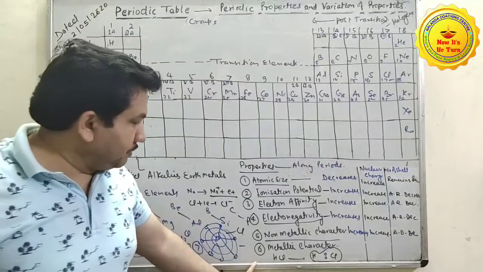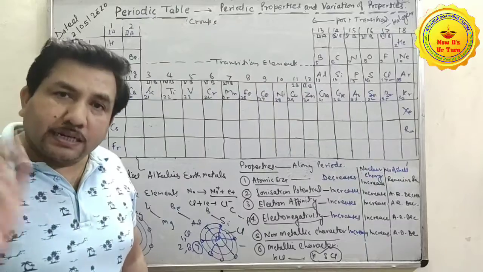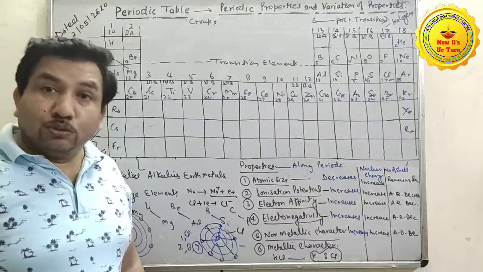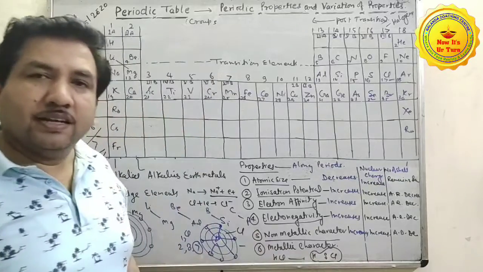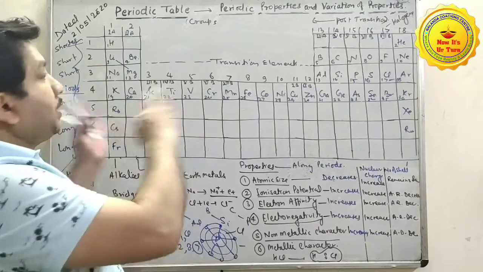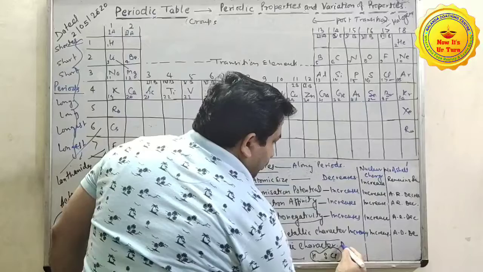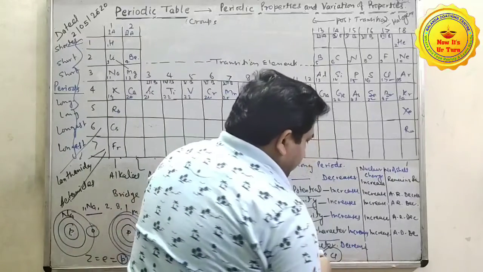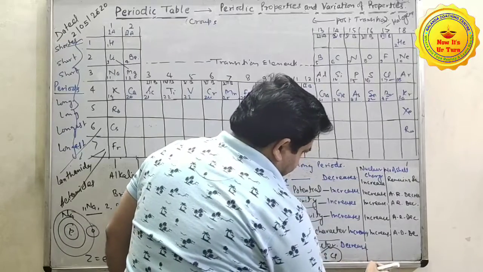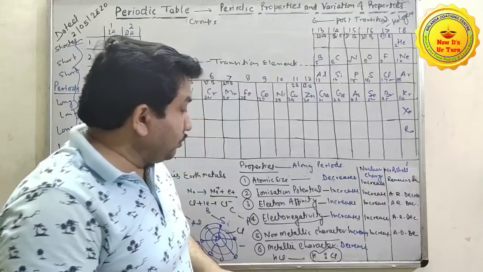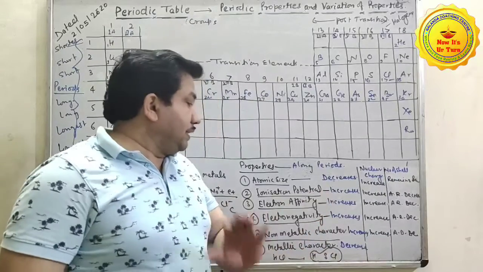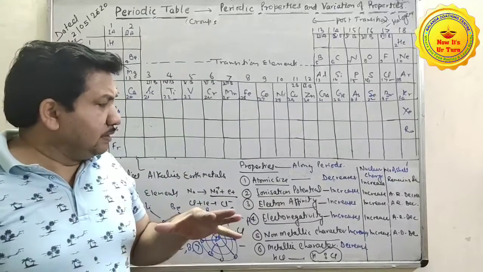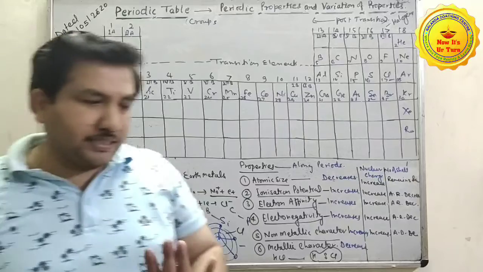Clear? Now the last one, metallic character. Metallic character means the tendency of an atom to lose electrons and form a positive ion. This is metallic character. Clear? And when we are moving from left to right in the period, this property decreases. Clear? And the reason is the same. Here, the tendency of losing the electron decreases because, although nuclear charge increases, the force of attraction increases and the tendency to lose the electron decreases. Clear?